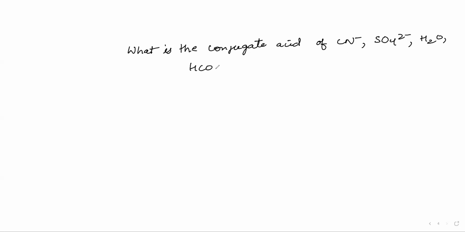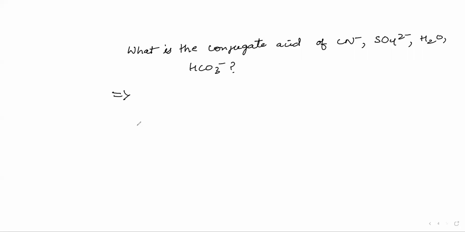What is the conjugate acid of CN negative, SO4 2 negative, water, and this molecule? So I will do the first one for you. Here we have to find the conjugate acid. These are all bases.